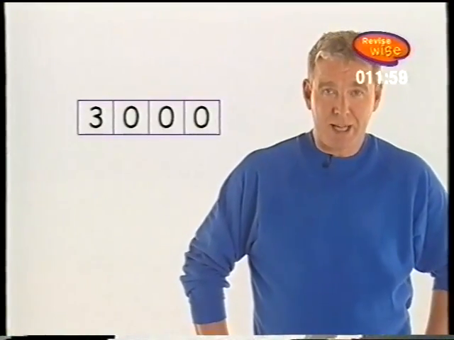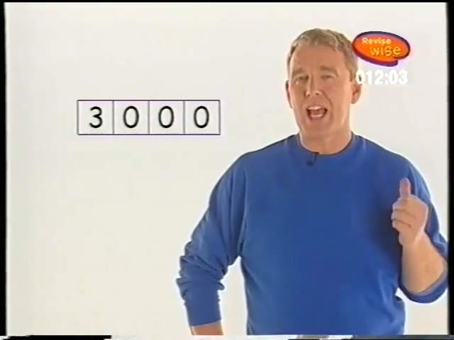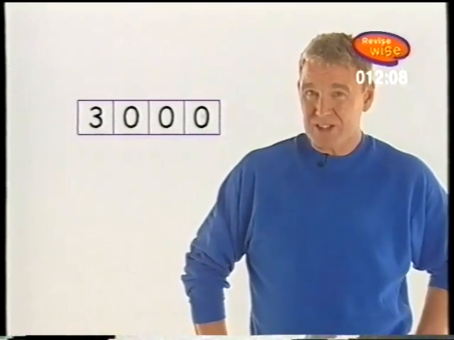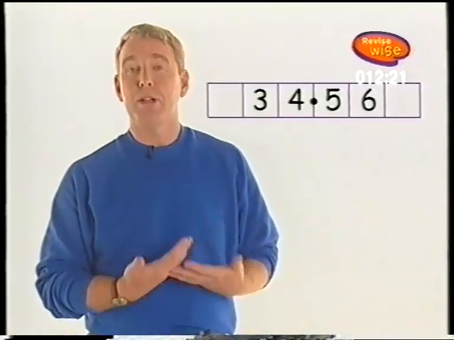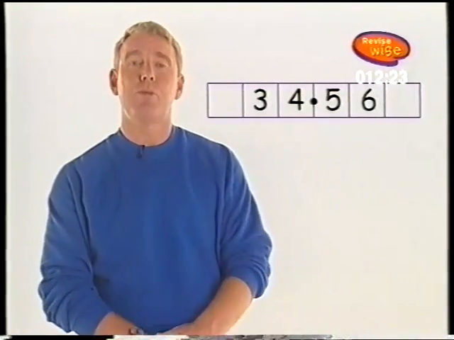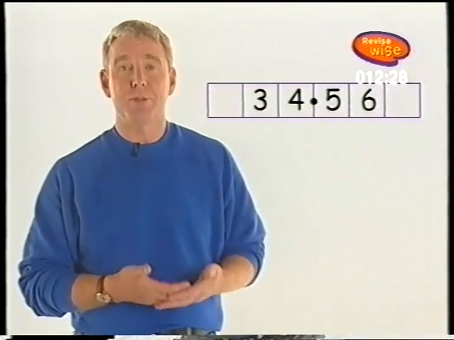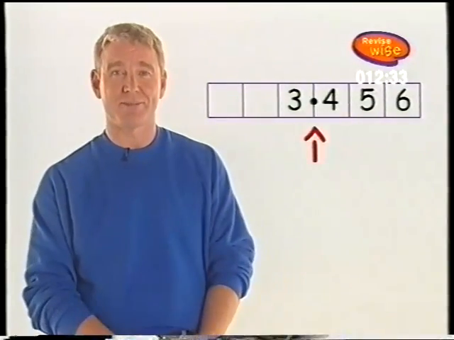When you divide a number by 10, the digits move 1 place to the right. And when you divide a number by 100, the digits move 2 places to the right. And when you divide a number by 1,000, the digits move 3 places to the right. This works exactly the same way with decimal numbers. When you multiply by 10, the digits move 1 place to the left. When you divide by 10, the digits move 1 place to the right. The decimal point stays where it is.